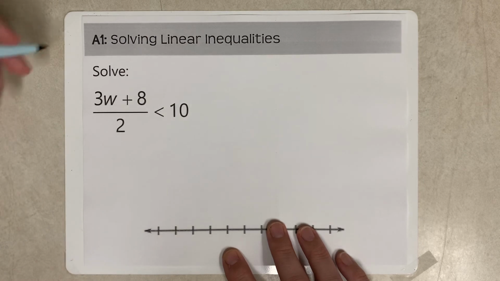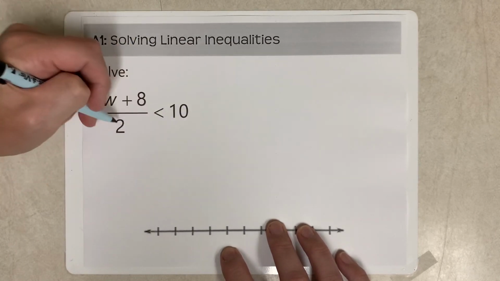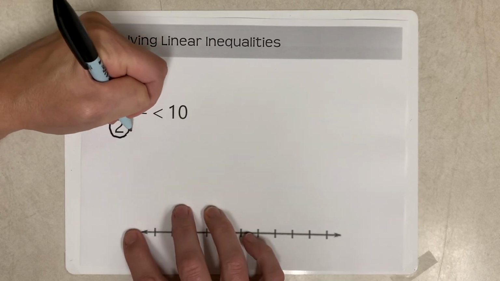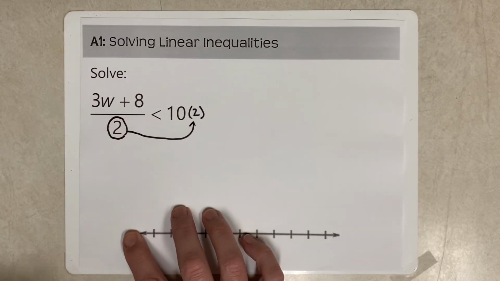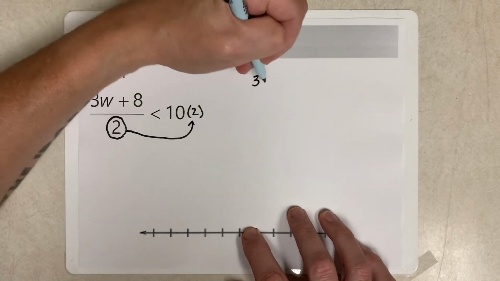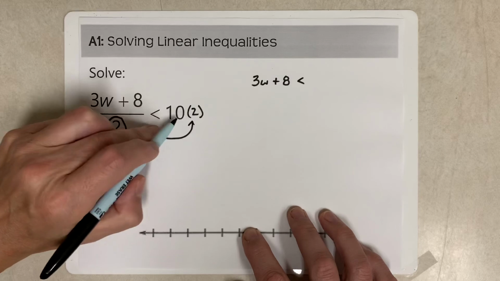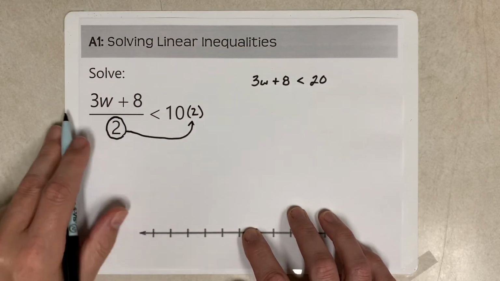And so when I get rid of the 2, and eventually you're going to kind of learn this, when you multiply both sides by 2, what happens is this 2 is going to wind up over here with this 10 multiplied by it. That's what's going to happen. And you're going to see that pattern. And you're going to get 3w plus 8 less than 10 times 2 is 20. So if you multiply both sides by 2, that's exactly what's going to happen.